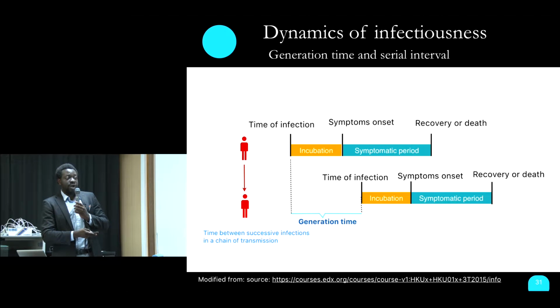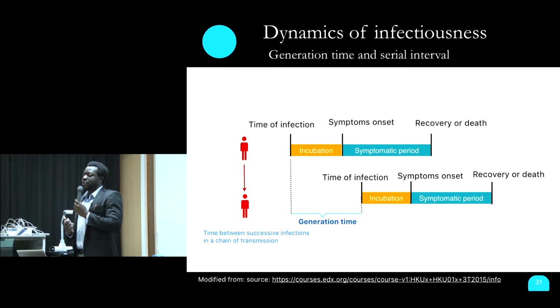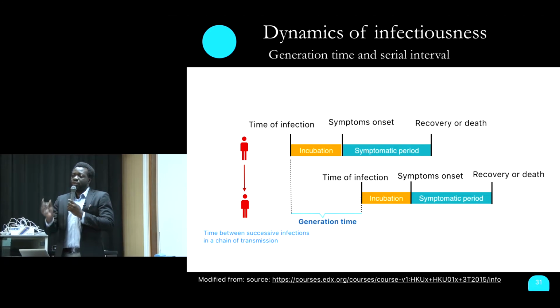And one of the ways is to look at the generation time, which is the time of infection from the first person to the time of infection for the second person. They call it generation time. And it's natural to understand that if the generation time is very short, it means that the disease will transmit very rapidly in a population because the interval time is shorter.